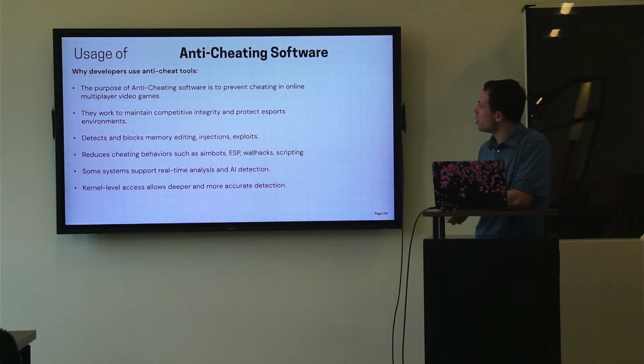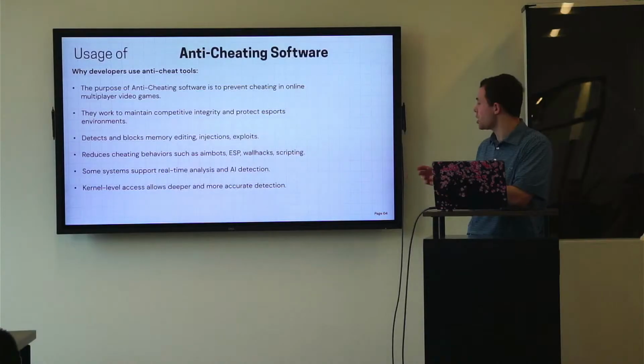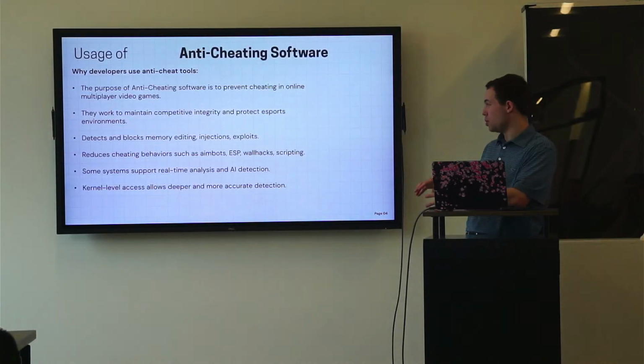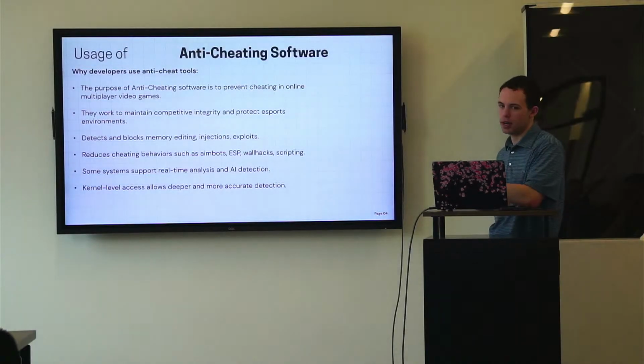Let's see. So we will be going over the usage of anti-cheating software. Obviously, the purpose of anti-cheating software is to prevent cheating in online multiplayer games. They work to maintain the competitive integrity of video games and esports tournaments. Things that they can do: they detect and block memory editing, injections, and exploits. They attempt to reduce cheating behaviors such as using aimbots, ESPs, wall hacks, and scripting. Many of them support real-time analysis with AI detection.